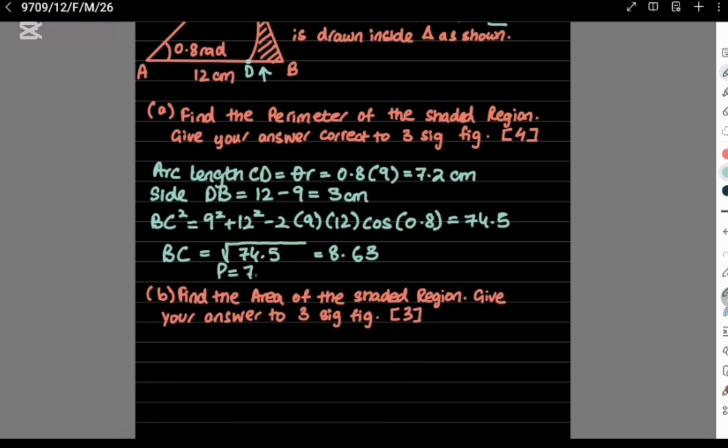Now the perimeter, you just add all the sides. So 7.2 plus 3 plus 8.63, which gives you 18.83, approximately 18.8 centimeters to 3 significant figures.